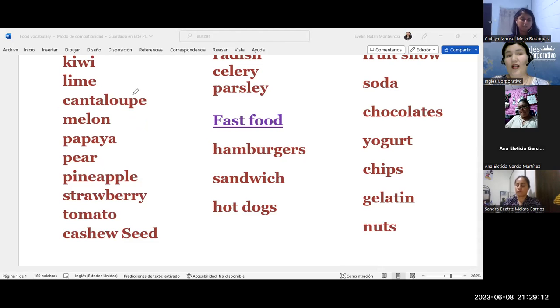Okay, en muchos de los casos, cantaloupe es el melón normal de nosotros, el anaranjado, y melon es el melón verde. That it's very American, very delicious. The next one, papaya. Papaya. Do you like papaya, people?